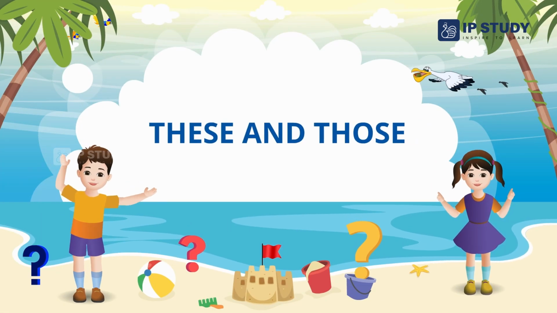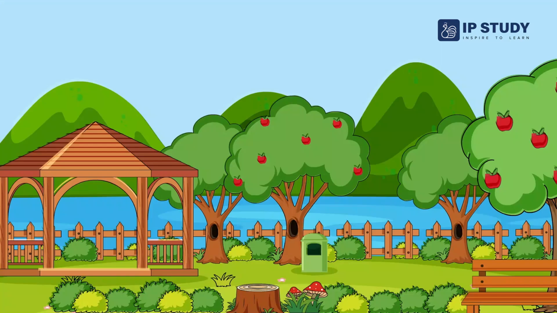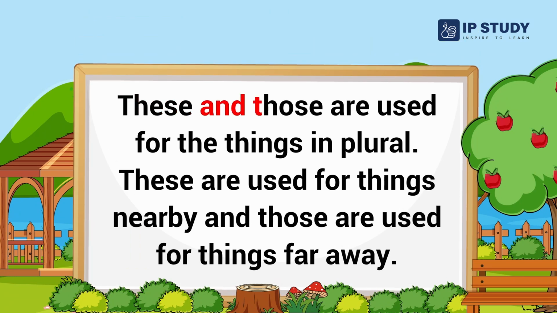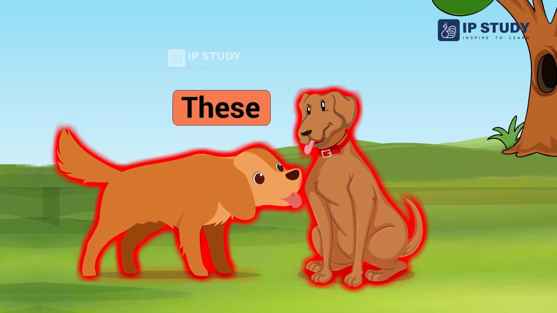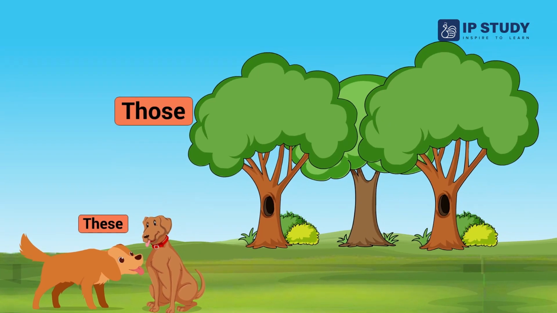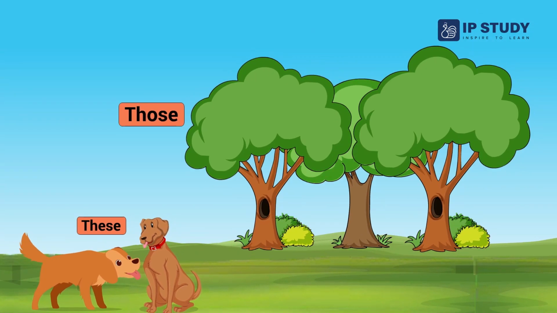These and those. These and those are used for the things in plural. These are used for things nearby and those are used for things far away. These dogs are big. Those trees are thick.